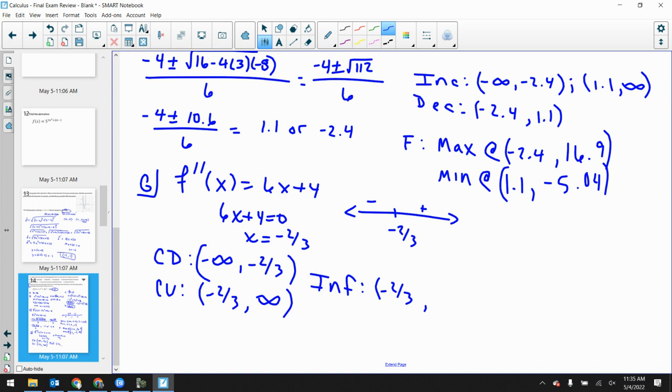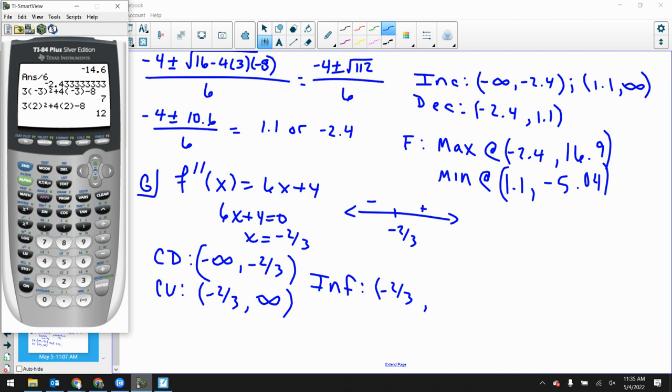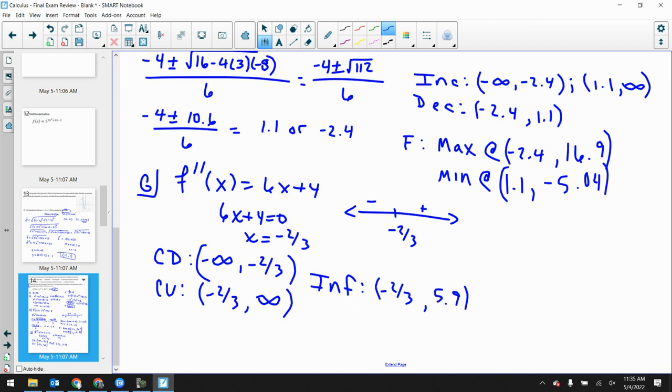And again, I would go back to the original. Oh, I didn't even write it in here, so I will go back to the original. Negative 2/3 to the third power plus 2 times negative 2/3 squared minus 8 times negative 2/3. 5.9. The original, yep.